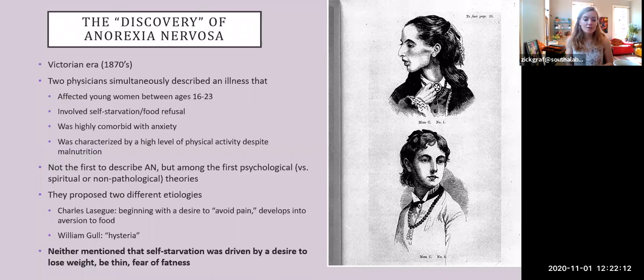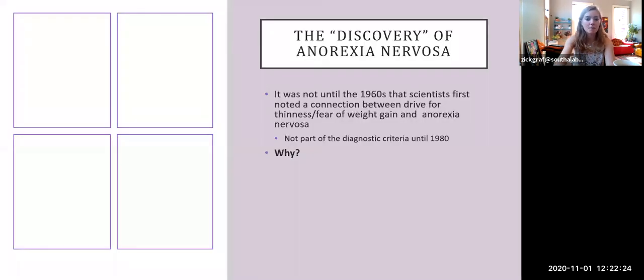Importantly, though, neither of these physicians mentioned intentional self-starvation as a way of trying to lose weight. So self-starvation to lose weight was not part of the original conceptualization of anorexia nervosa in the late 1800s. And in fact, it wasn't even until the 1960s that scientists first started talking about a connection between drive for thinness or efforts to lose weight, fear of weight gain, and anorexia nervosa. And preoccupation with shape and weight and drive for thinness were not part of the diagnostic criteria in the DSM until the 80s. So why is this?